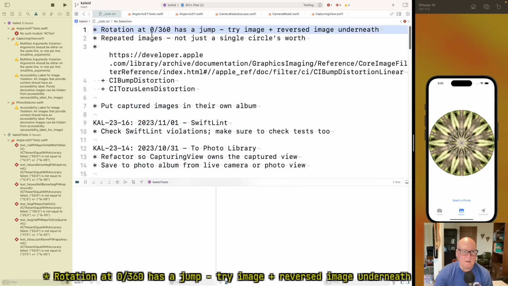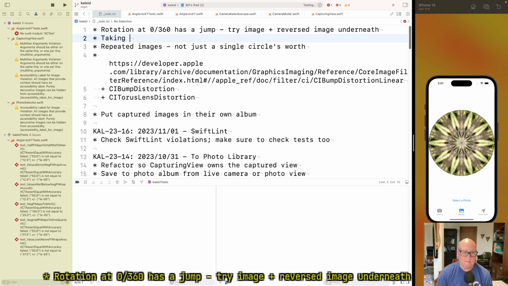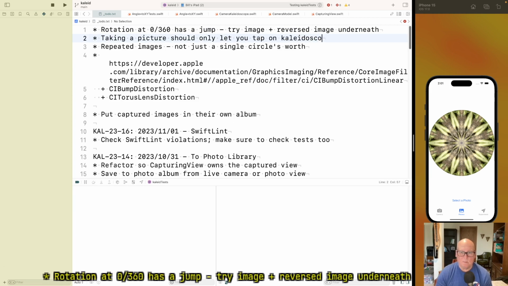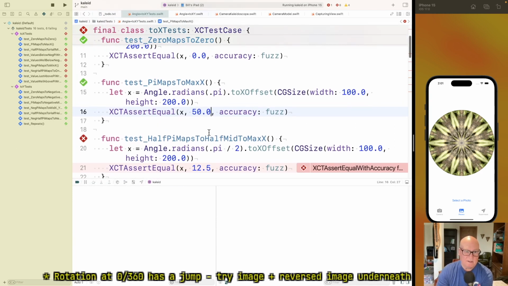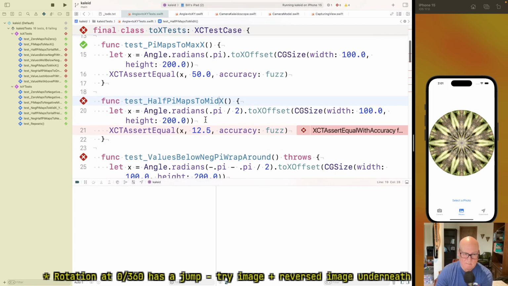Let me add a to-do: taking a picture should only let you tap on the Kaleidoscope image, not white space around it. Okay, first two tests pass. That's good. Okay, if you got half pi, that should map to mid x. I think that is a good way to say it. Mid x. All right, and then mid x is 25 in this case.